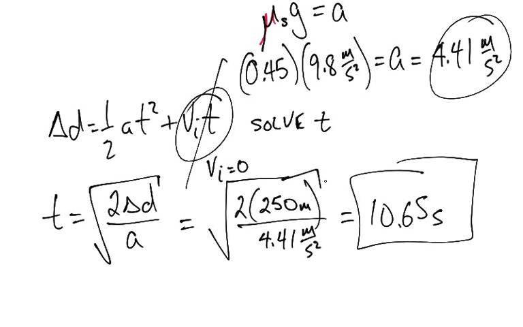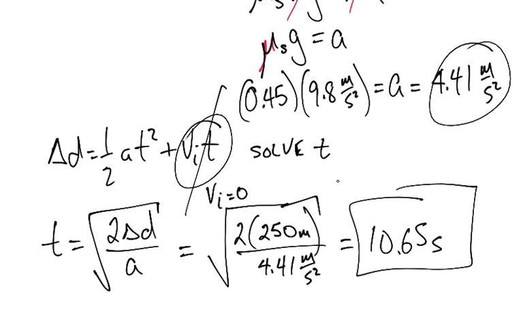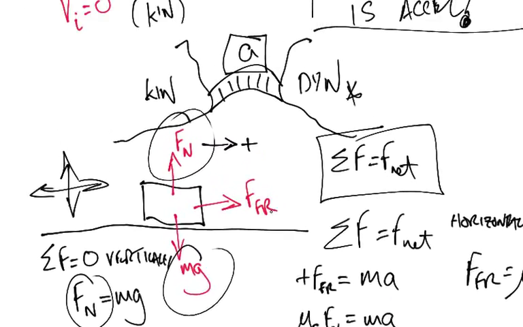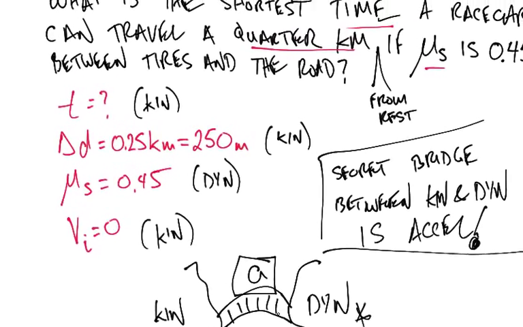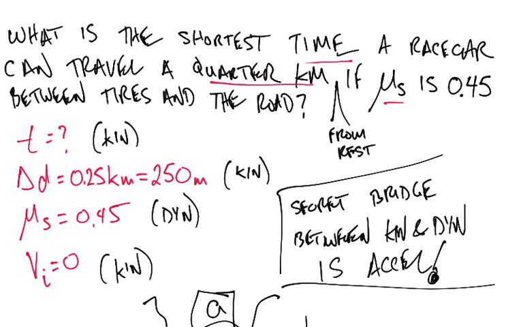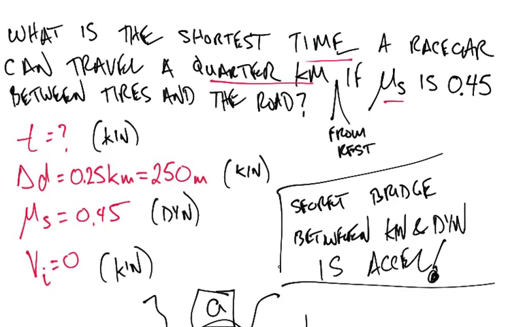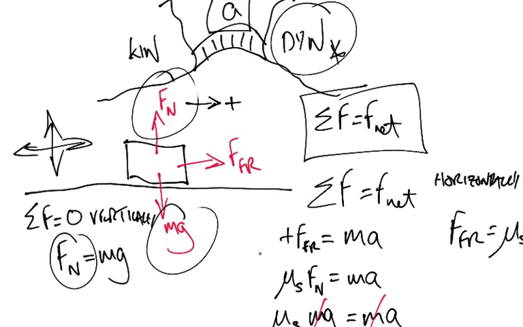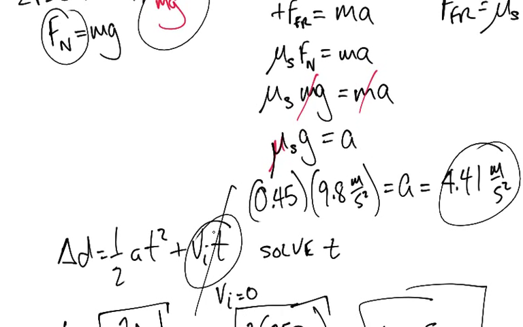So I would say that's a pretty fast car. But if you'll notice, this whole problem was actually 2 problems in one. Okay? It doesn't look like it, but it is. We first solved a dynamics problem, and we found A, and then we were able to go to kinematics, and we used a kinematics equation here, and we solved for t.